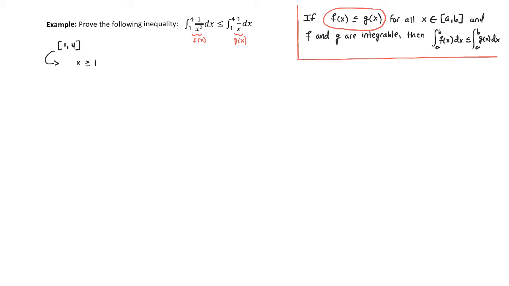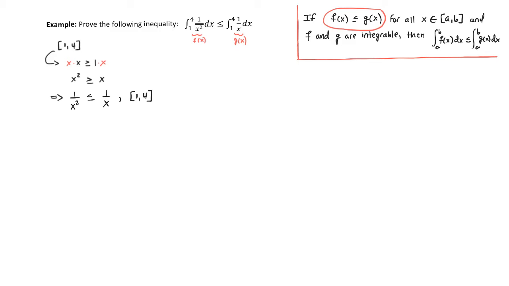If I now multiply both sides of the inequality by a positive number x, then I am going to get that x squared is greater or equal than x. Equivalently, if I take reciprocals, 1 over x squared is going to be less or equal than 1 over x. And again, all of these x's that we're dealing with are in the interval from 1 to 4. So this is true in that interval.